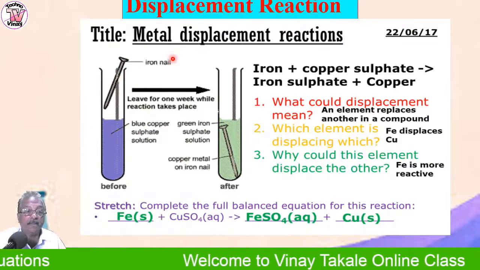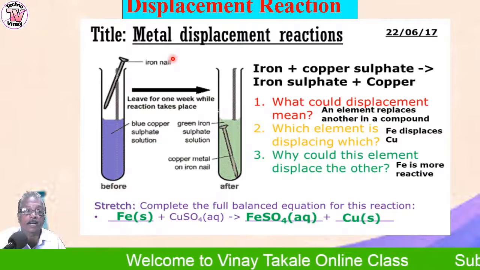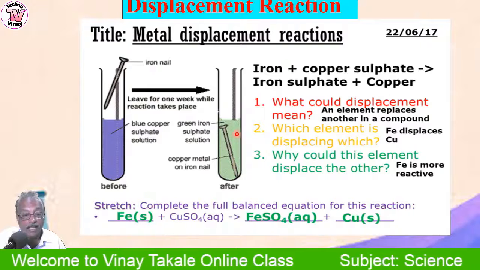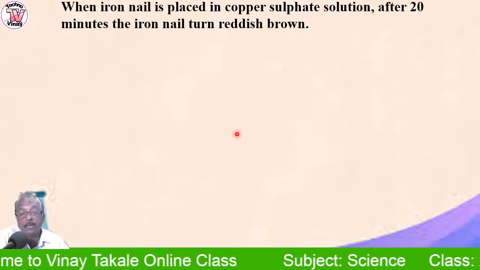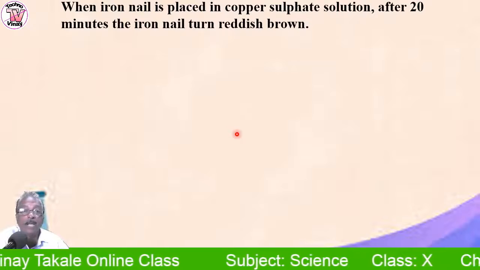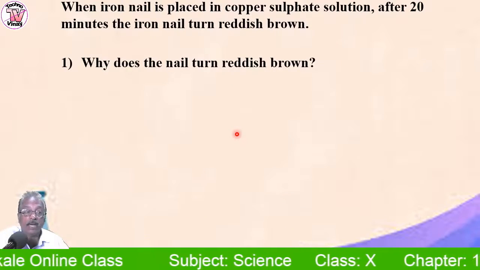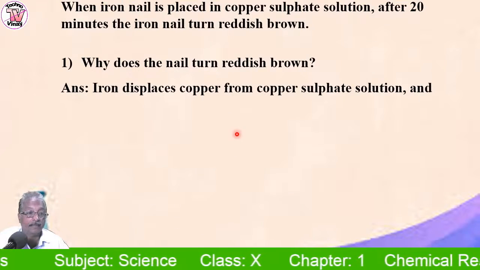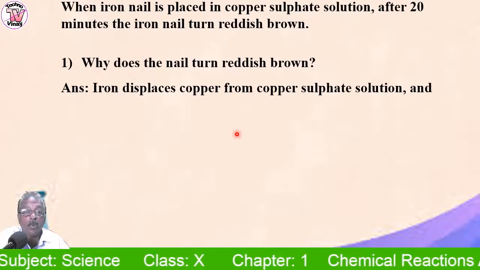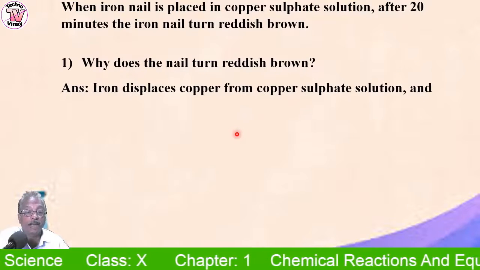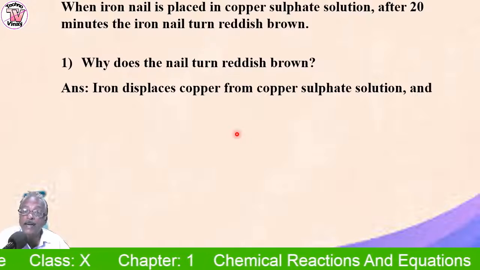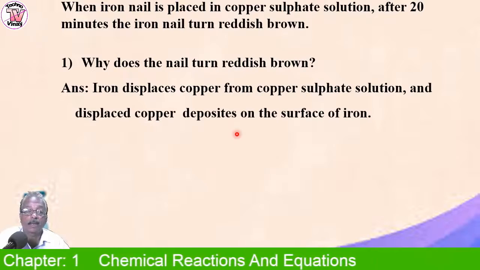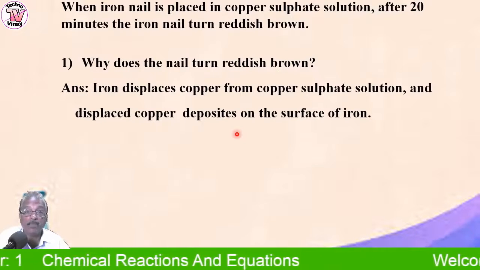So in displacement reaction, a highly reactive element displaces a less reactive element. Here we can see some questions: when an iron nail is placed in a copper sulfate solution, after 20 minutes the nail turns reddish brown. Followed? So why does the nail turn reddish brown? Because iron displaces copper from copper sulfate solution, and the displaced copper gets deposited on the surface of iron.